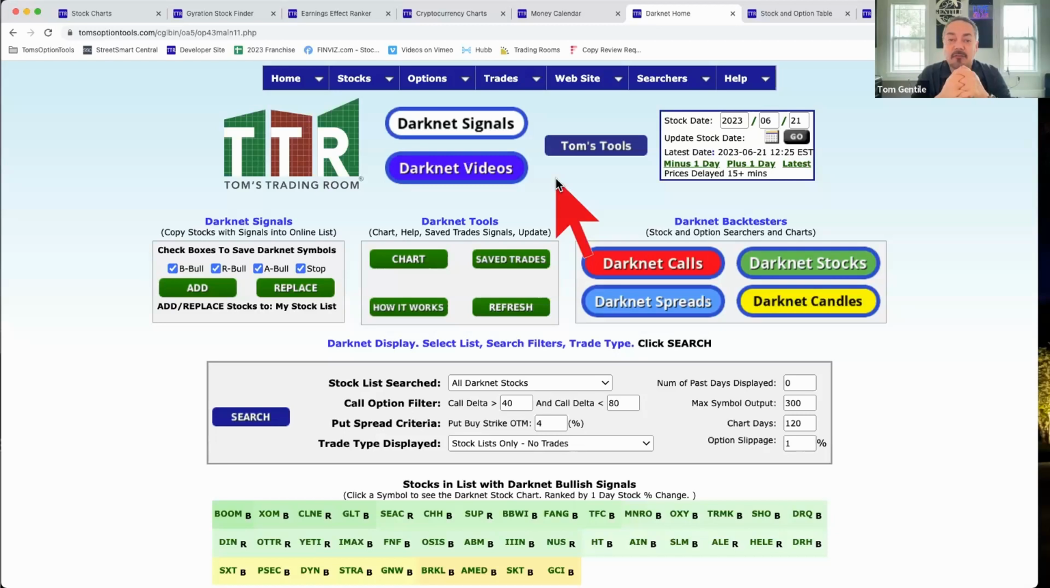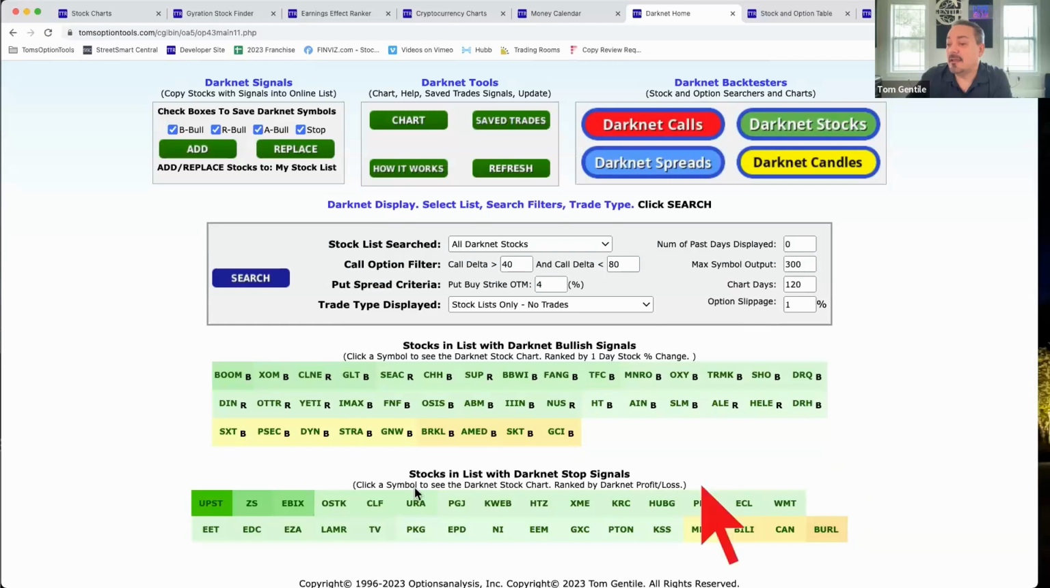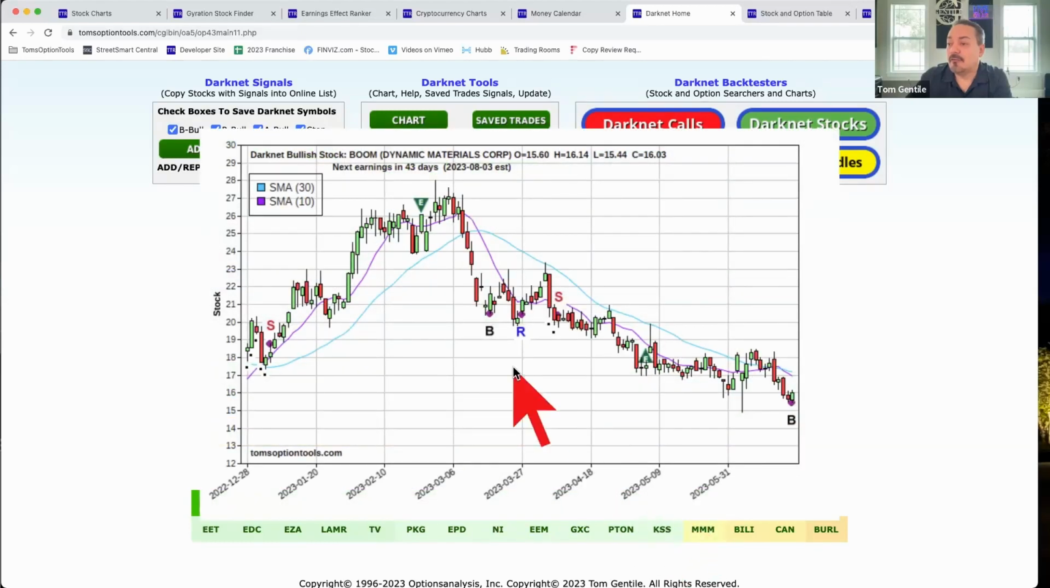Also, Darknet is a strategy where we can have 3 different signals in the same direction on the same security before the exit. So you get one buy-in, a second buy-in, up to a third buy-in before you stop out. I just ran the Darknet scan today, and I can see there's a couple of buys popping up today. This is Boom Dynamic Materials. Now, when I look at this, here's the last Darknet signals that came. The first one and the second, which was a buy and a rebuy, and there's our sell.